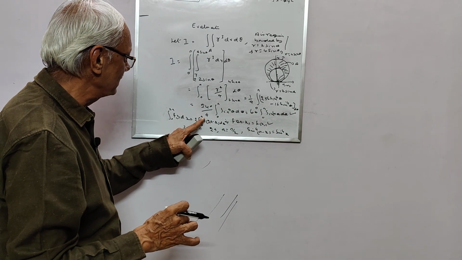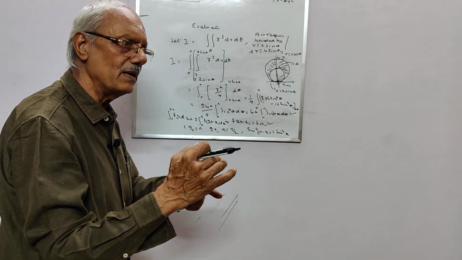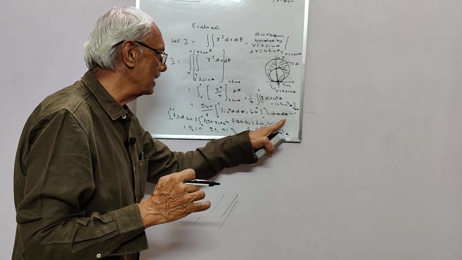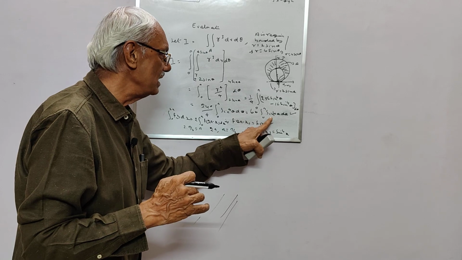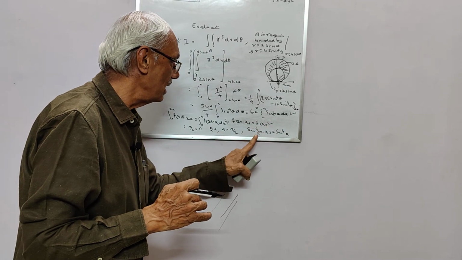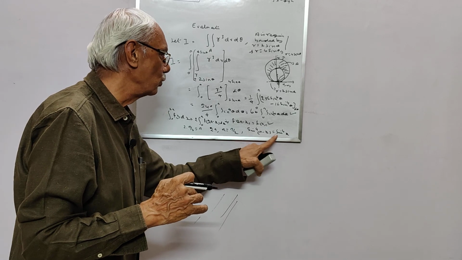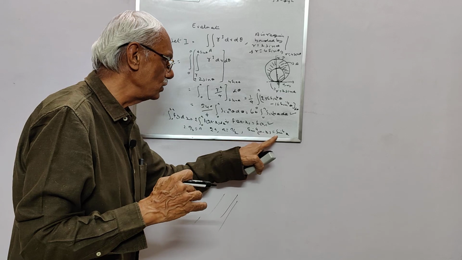Therefore, I will be justified in writing this integral as 2 into the integral from 0 to pi by 2, because here you see that in the place of a you have got pi by 2. I am correct in writing this integral as 2 into integral 0 to pi by 2 of sine to the power of 4 theta, because the property f of 2a minus x equals f of x holds good.